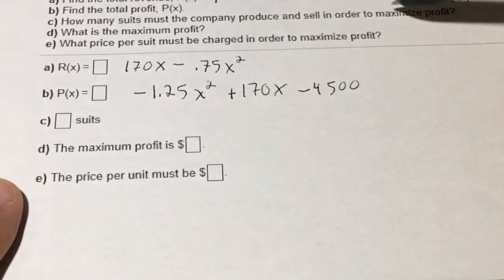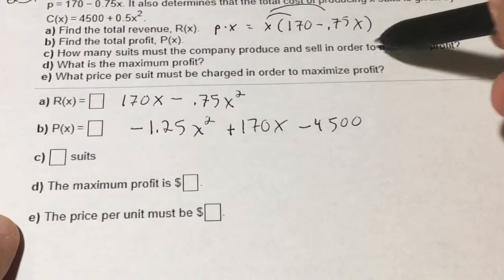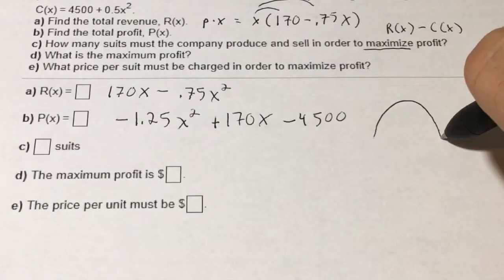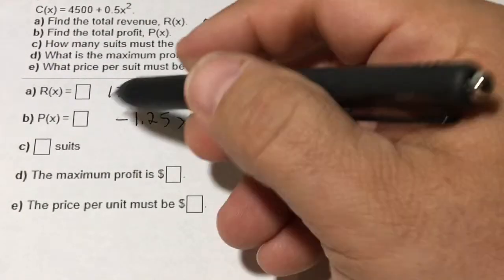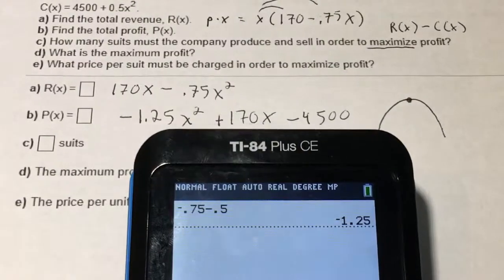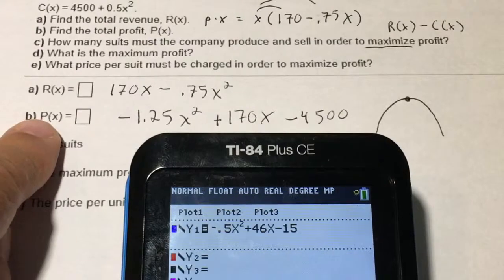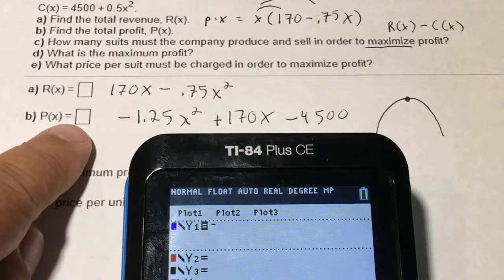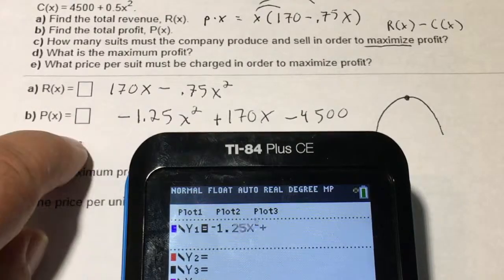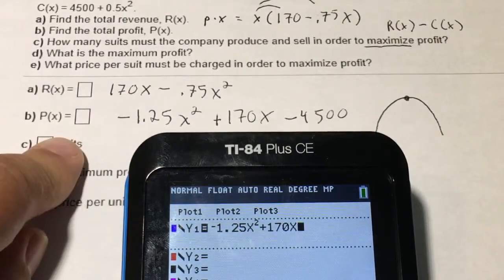Now, how many suits must the company produce and sell in order to maximize the profit? So this is the negative x squared. It's going to look like this. So I have to find the x value to find out that number of suits. So I'm going to type that in. I'm going to actually type in the profit function. So y equals, clear it out, negative 1.25x squared plus 170x minus 4,500. I'm going to graph it.